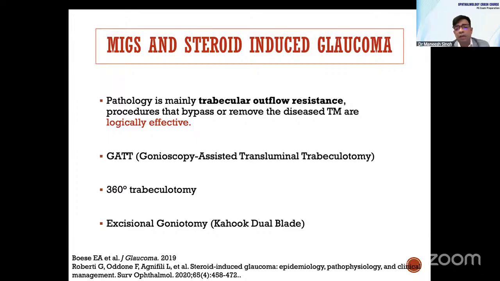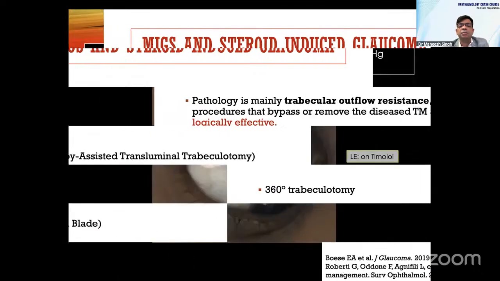MIGS is coming up in a big way, and we know it has been used a lot in primary open angle glaucoma, and even in angle closure glaucoma. If you understand the concept of steroid-induced glaucoma, the problem is primarily in the trabecular meshwork, with increased resistance at the trabecular meshwork. So those types of MIGS surgery which remove this diseased trabecular meshwork are logically effective. There have been quite a few articles showing that GATT, or a 360-degree trabeculotomy, or even a Kahook Dual Blade can be used to remove this diseased trabecular meshwork and increase the outflow. So it can be tried in these patients.